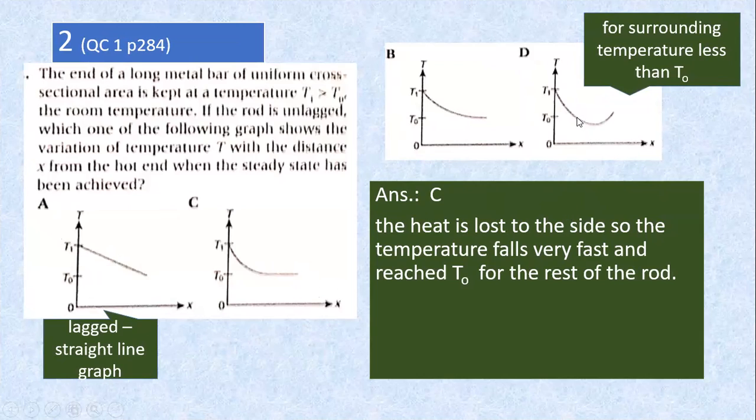If the surrounding temperature is lower than T naught... This is the surrounding temperature. T naught is the surrounding temperature. That's why you get C. But if the surrounding temperature is less than T naught, then you get a curve first. It will lose all the heat and then it will heat up again. Ooh, okay.